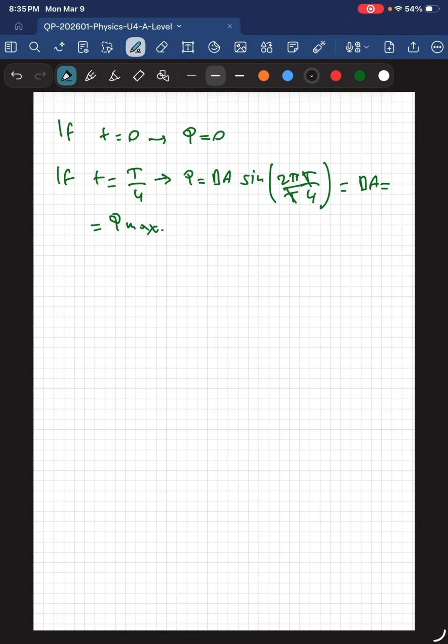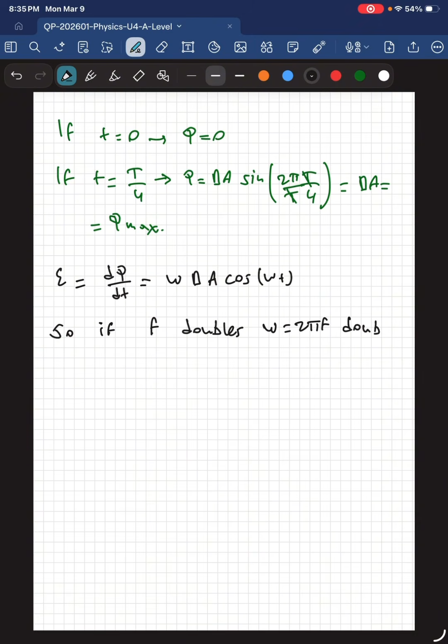So E, the electromotive force, is d phi over dt. So this becomes equal to omega B A cos omega t. So if f, the frequency, doubles, omega, which is equal to 2 pi f, doubles. So E, the electromotive force, doubles. And T, which is 1 over f, halves.